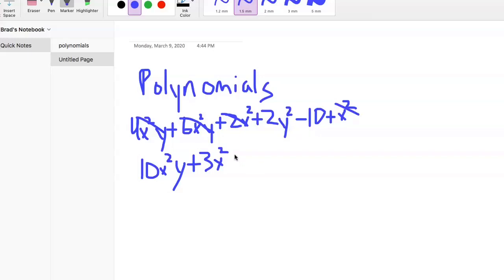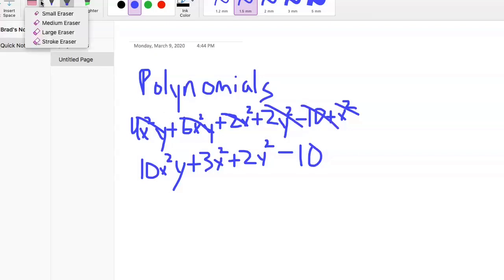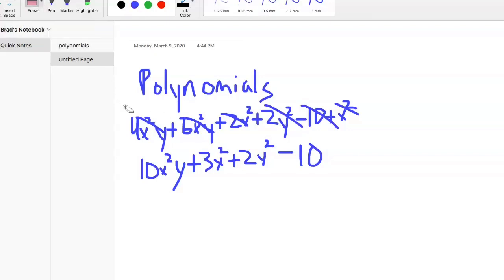You can't combine those, but we can go plus 2y squared minus 10. Okay, and then we've simplified it as much as we possibly can, right? And so cross these out, make sure I didn't leave anything else that I needed to do. Looks simplified, we're good, and we just got one more problem, and then we're out of here.